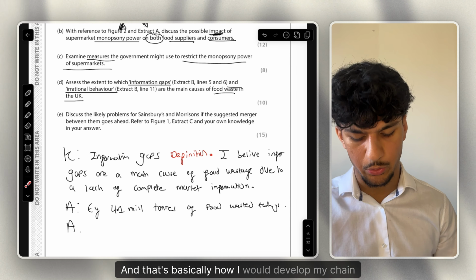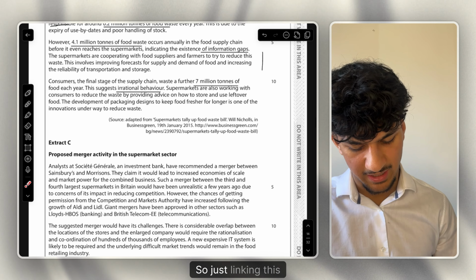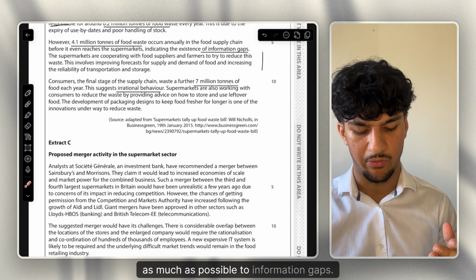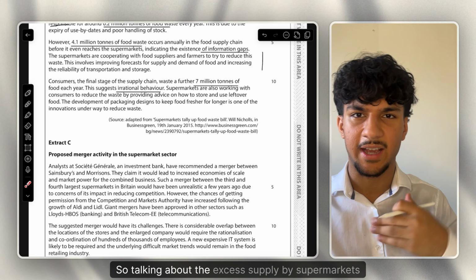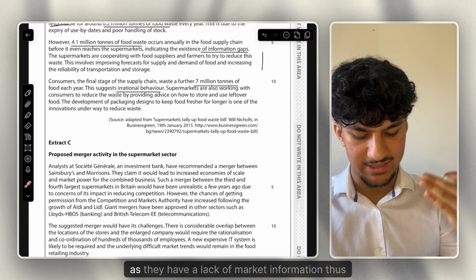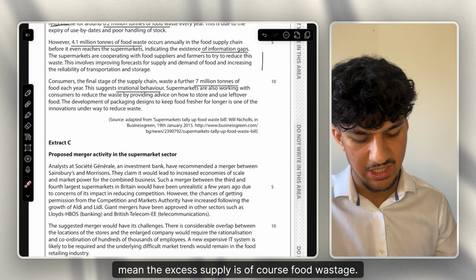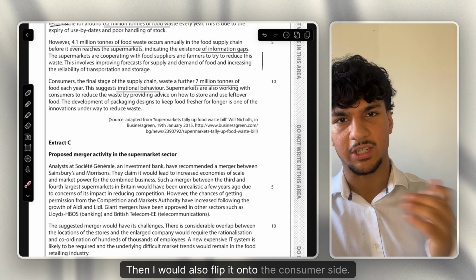And that's basically how I would develop my chain of analysis. So just linking this sentence in the extract as much as possible to information gaps. So talking about the excess supply by supermarkets as they have a lack of market information, thus meaning that excess supply is of course food wastage. Then I would also flip it onto the consumer side.